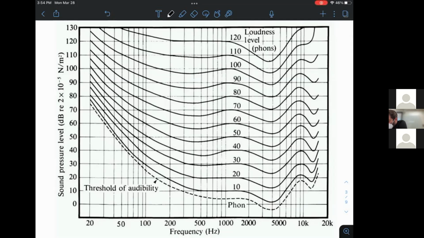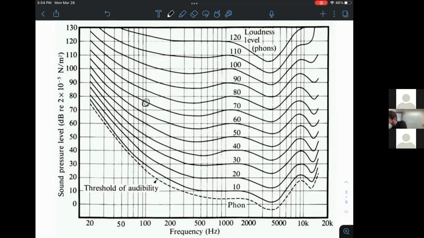So let's do one with a line. 75 dB at 100 hertz would be right there. You see that? Let me draw that. 75 dB at 100 hertz right there. So that sounds like 70 phons, right? I just follow that line. Does that make sense? Yes, it does. Okay, thank you.